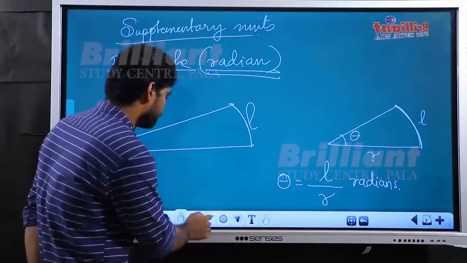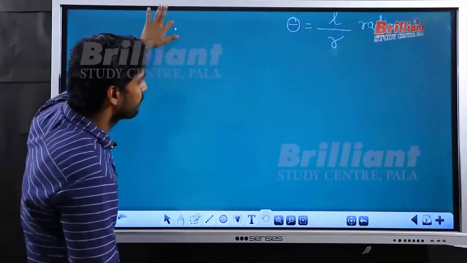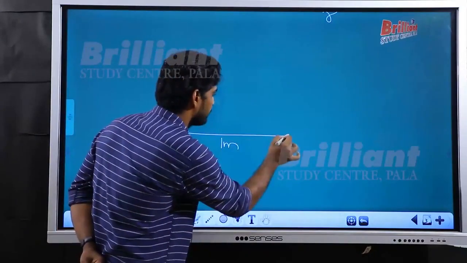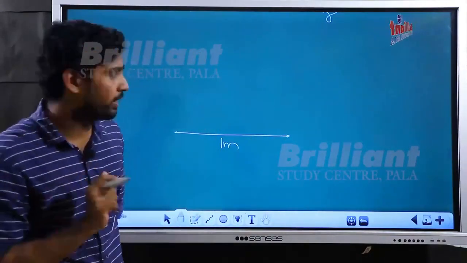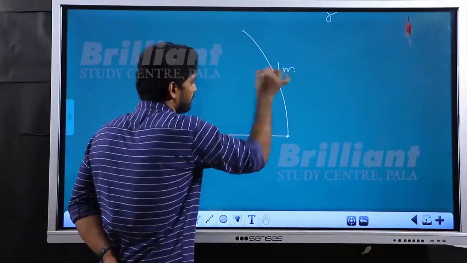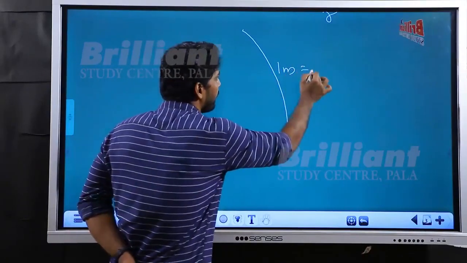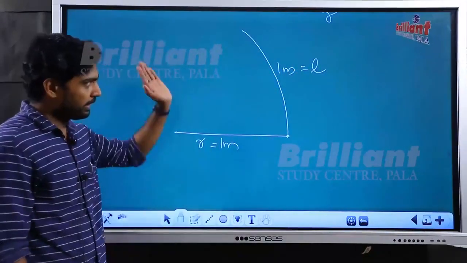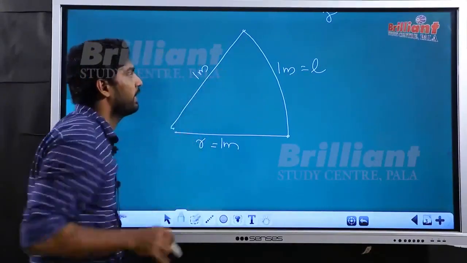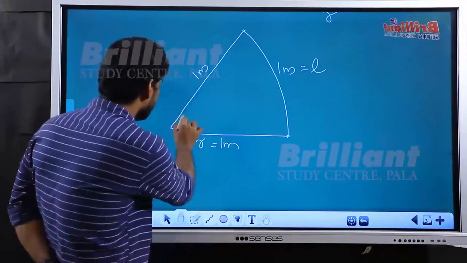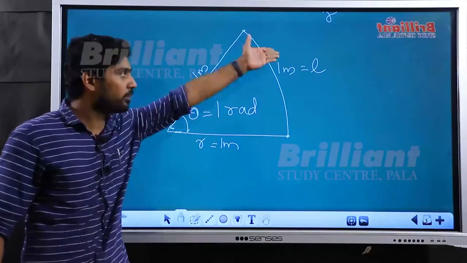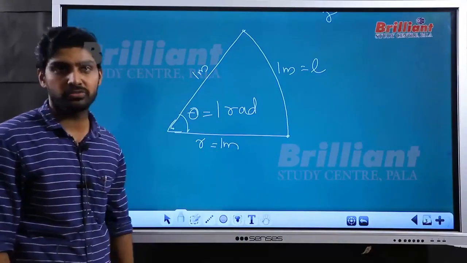Suppose we have an arc of length 1 meter. So here R is 1, L is also 1. So we have an arc whose radius is 1 meter, arc length is 1 meter. Then this angle, this is what we call as 1 radian. How does it come? 1 meter divided by 1 meter. That is what we call as 1 radian.